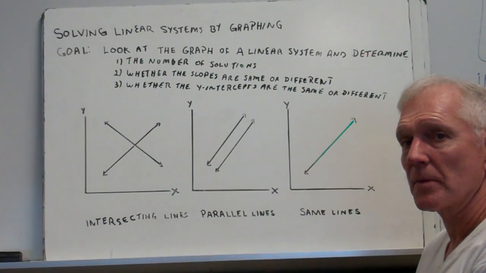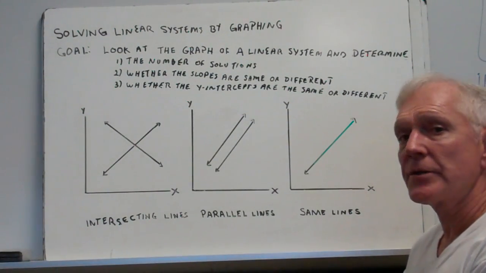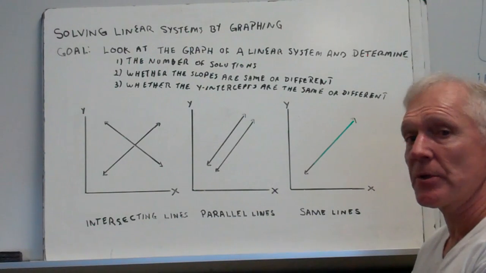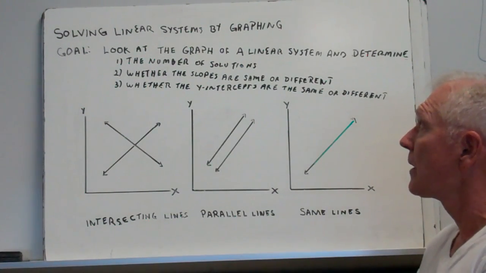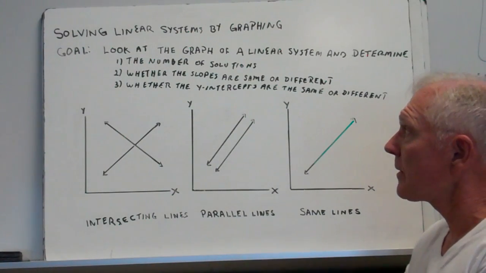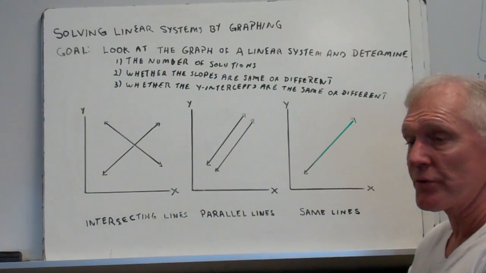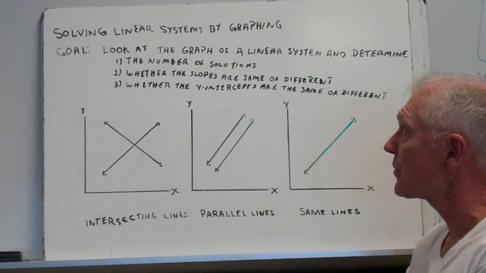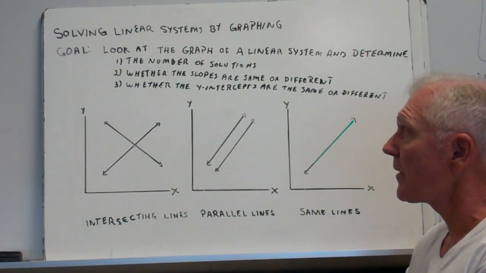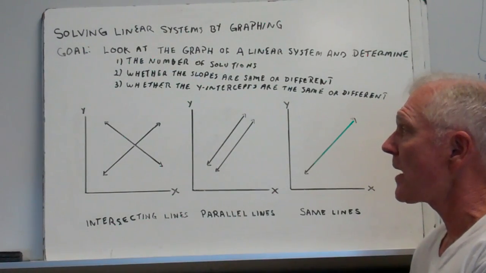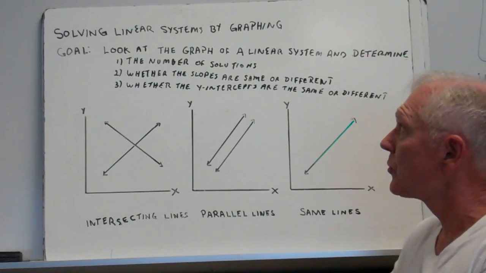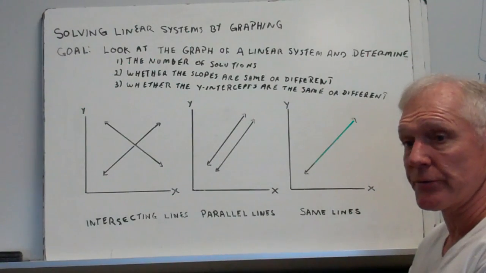In this lesson, we'll be solving linear systems by graphing. Our goal today is to be able to look at a graph of a linear system and determine 1, the number of solutions, 2, whether the slopes are the same or different, and 3, whether the y-intercepts are the same or different.